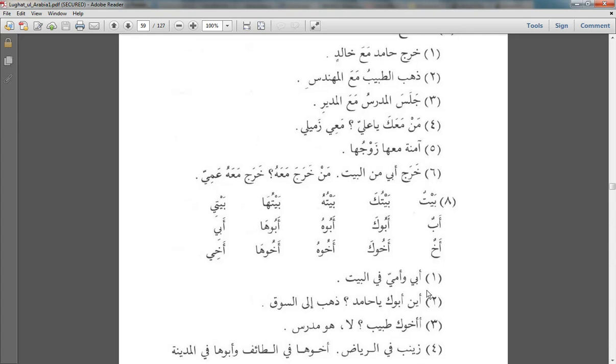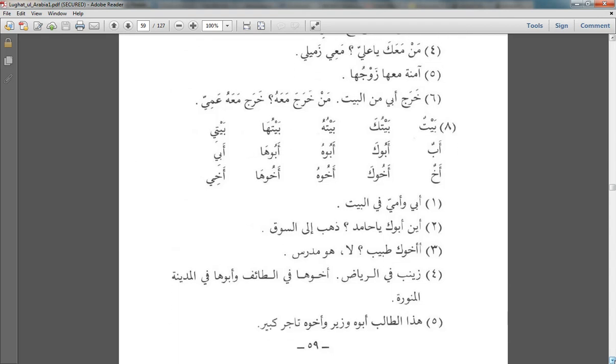Abi wa ummi fil bayti. My father and my mother are in the house. Aina abuka ya Hamidun. Where is your father, O Hamid? ذهب إلى السوق. He went to the market. أخوك طبيب. لا هو مدرس. Is your brother a doctor? No, he is a teacher.